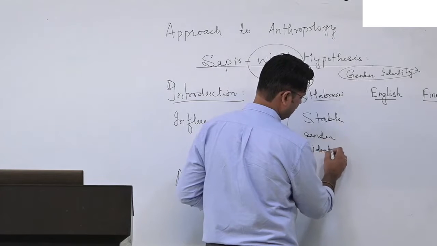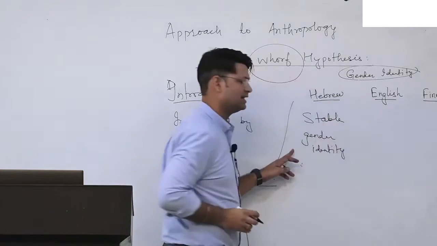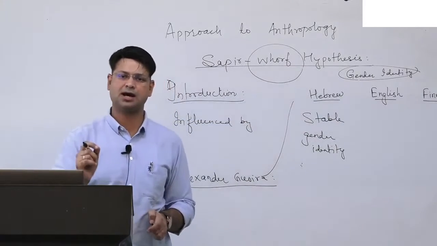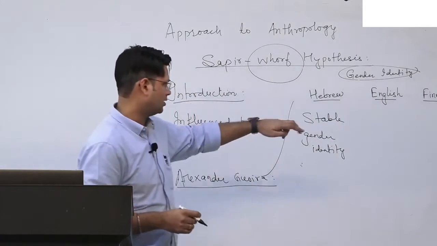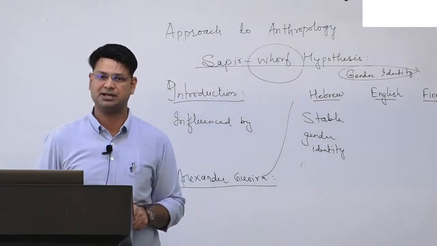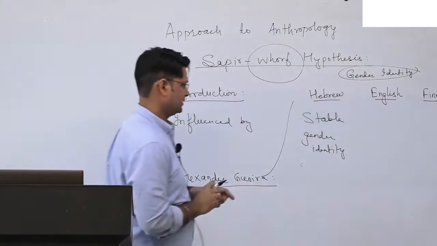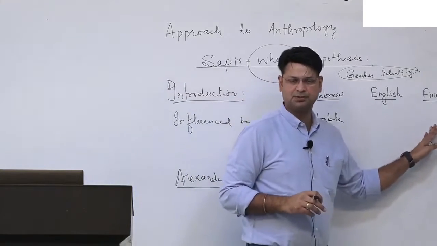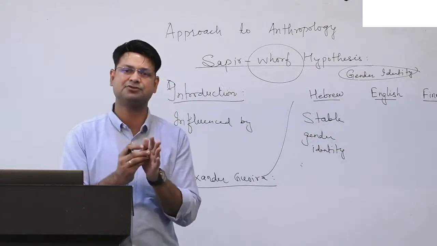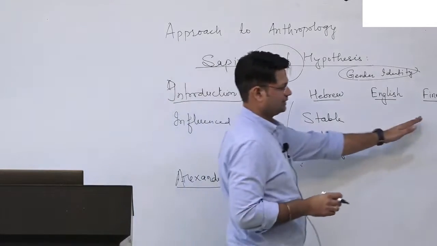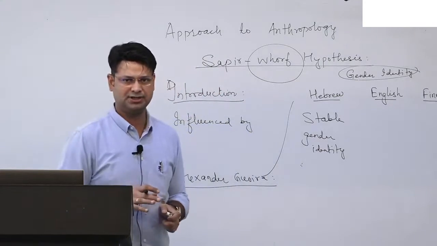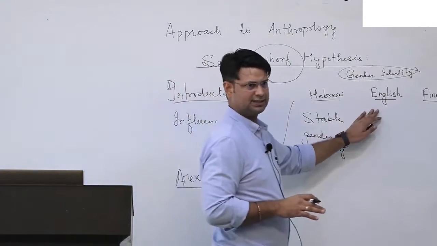Why do they have a very stable gender identity? Because in the Hebrew language, all nouns are either masculine or feminine, right? Whereas the Finnish speaking children have the least understanding, or you can say the least stability of gender, because their nouns hardly use gender. In English, it is in between the two.